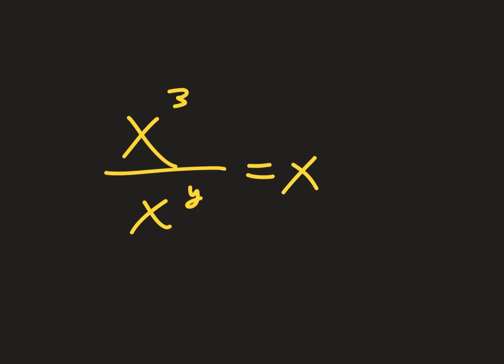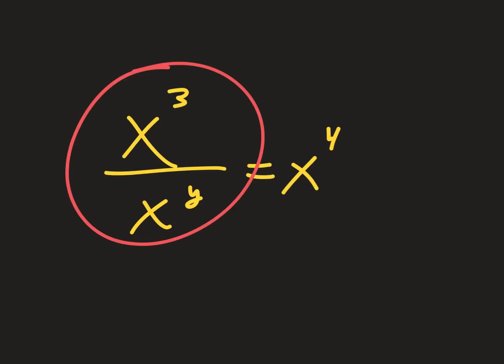Okay, so how would you use that? Well, if you had a problem like x to the 3rd over x to the y is equal to x to the 4th, you could put these together as x to the something. You might be like, but we subtracted them and now it's not a number. You can still subtract them. So now they both have a base of x.